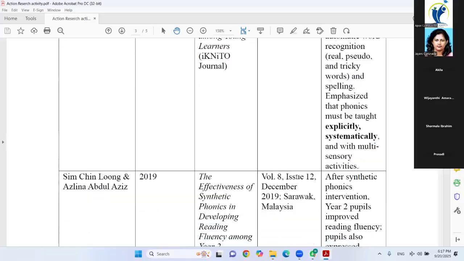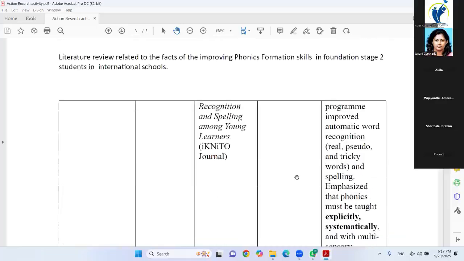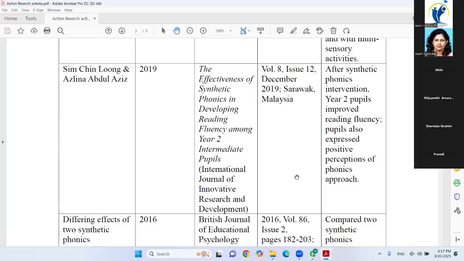And it emphasizes that phonics must be taught explicitly, systematically, and with multisensory activities. Next one, after synthetic phonics intervention, year 2 pupils improved reading fluency. Pupils also expressed positive perception of the phonics approach.